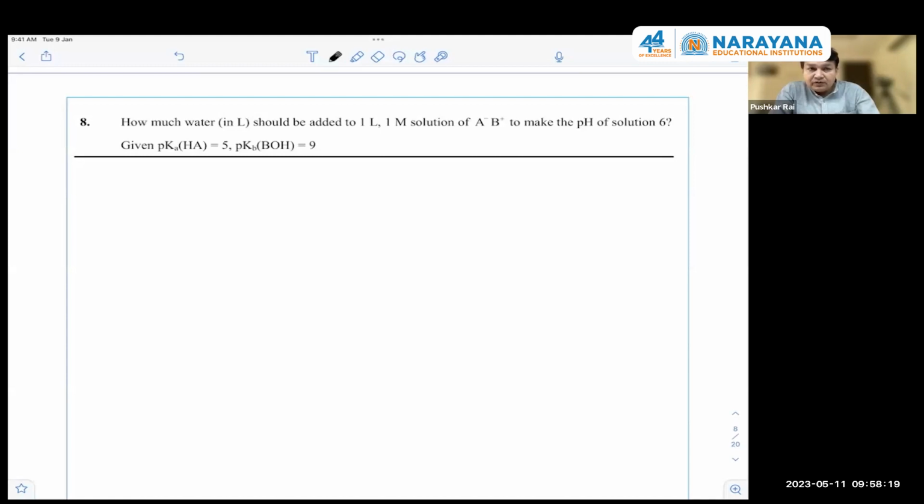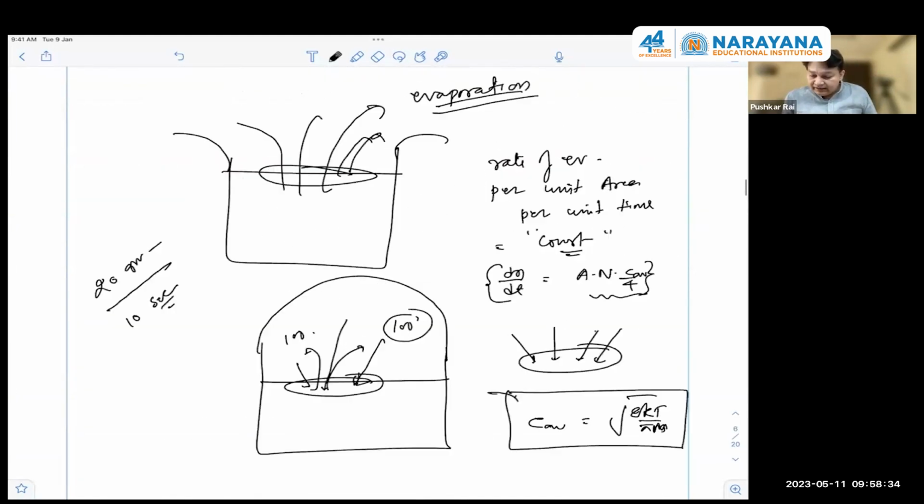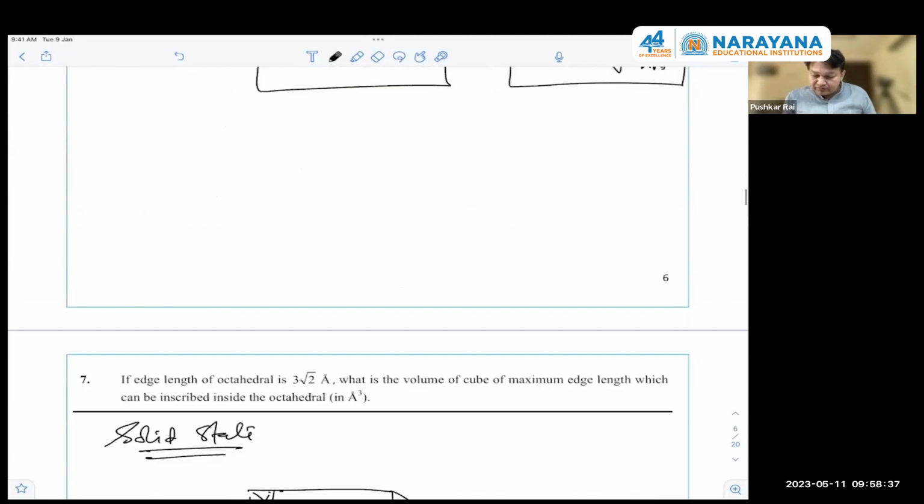Okay, try this problem. It is also a very interesting problem. How much water should be added to 1 liter of 1 M solution of A+B- to make the pH of the solution 6? So these two ionic equilibrium problems are very nice, thought-provoking problems. And the first problem and this solid state problem I'll discuss in the next class.